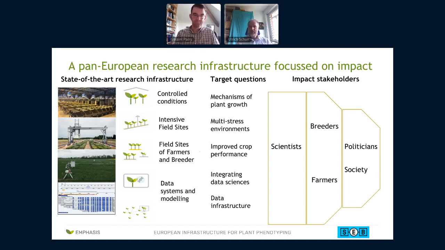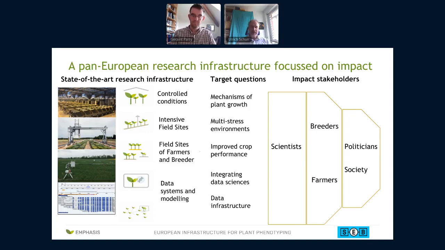Essentially, the ERIC itself would be funded by the members, by the states which are signing in. That can be these 12, but it can be a smaller number, and it can also be a growing number. That would be a delivery of money targeted at running these central services. It will not be the case that EMPHASIS will own the research infrastructures, because they are still in the ownership of the countries or of the research organizations which are running them.